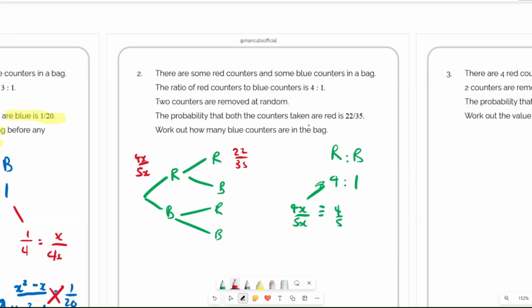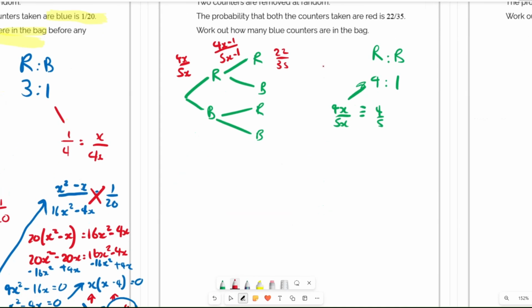Again, it doesn't say that we replace the counters, so we're going to assume that they're not being replaced. So the red is going to be reduced by 1, and the total is also reduced by 1. And we're going to do the same thing as before, form that equation. So 4x over 5x multiplied, because it's and, 4x minus 1 over 5x minus 1 equals 22 over 35.